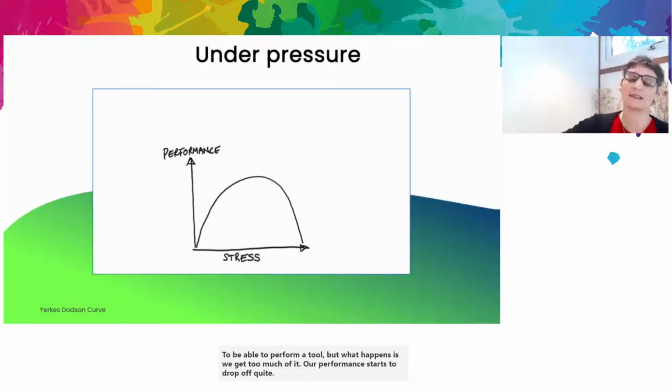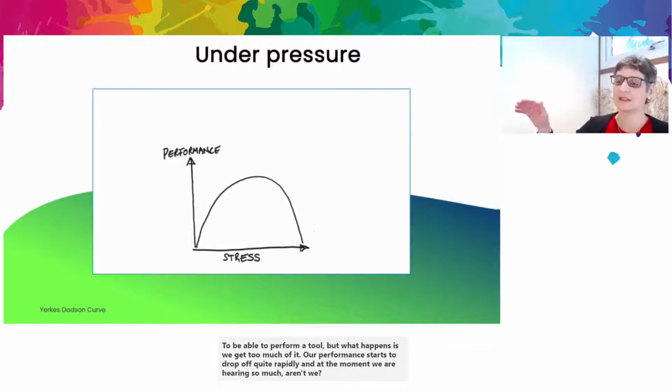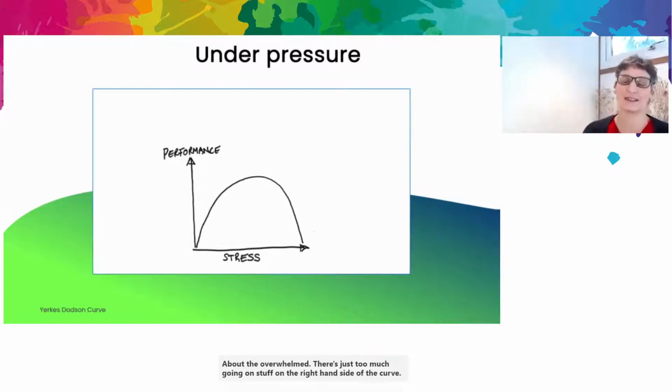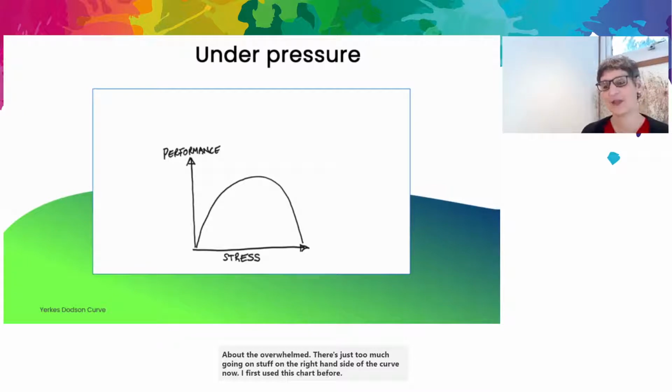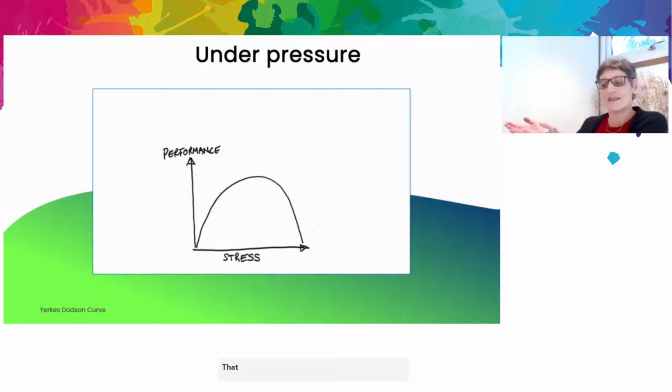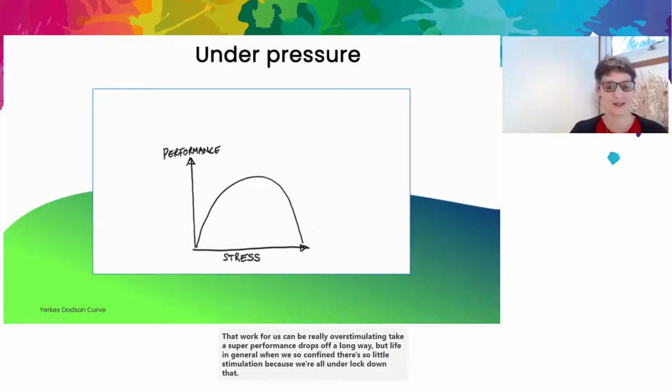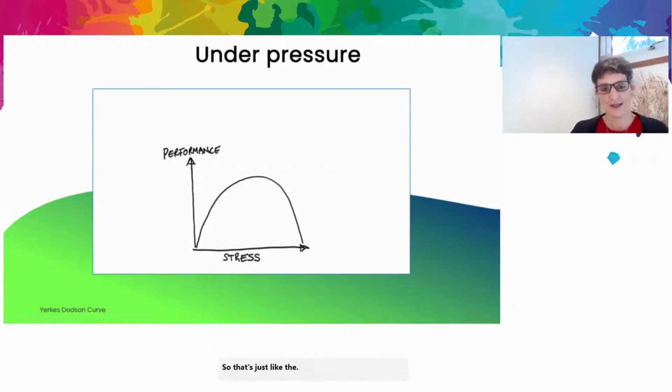And at the moment, we're hearing so much, aren't we? And I guess we're all experiencing it too, about the overwhelm. There's just too much going on. Stuff on the right-hand side of the curve. Now, I first used this chart before the days of COVID, but I think it's also really interesting that work for us can be really overstimulating, taking us to where performance drops off a long way. But life in general, when we're so confined, there's so little stimulation because we're all under lockdown, that it's stressful because of that. So that has an impact on our performance too. So that's just a little nuance to leave you with related to COVID.